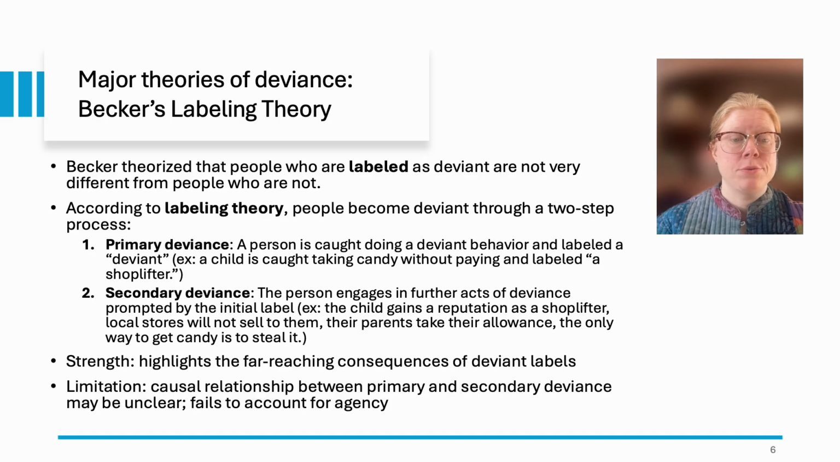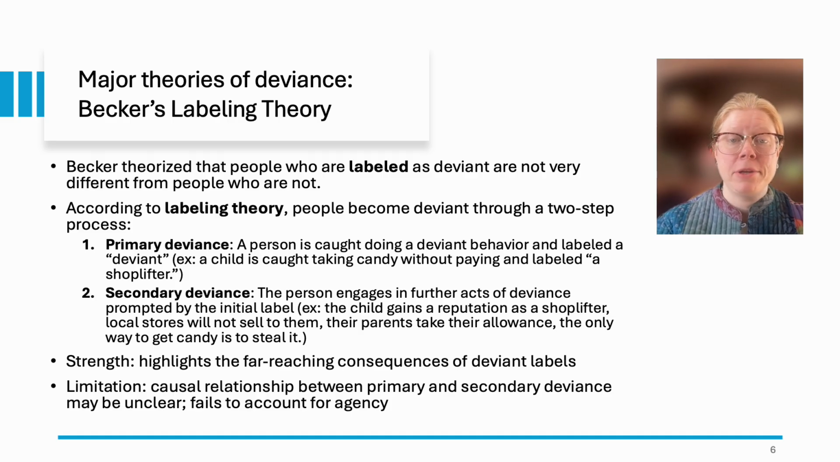Secondary deviance is when the person engages in further acts of deviance prompted by the initial label. For example, the child gains a reputation as a shoplifter. So local stores won't sell to them, or their parents take their allowance, and then the only way to get candy is to steal it.